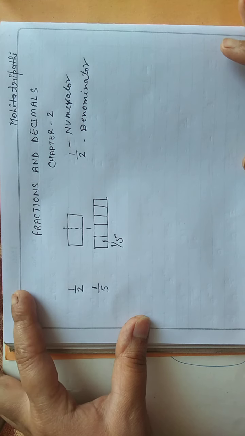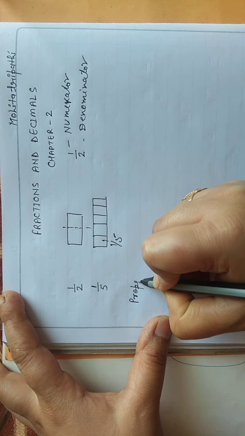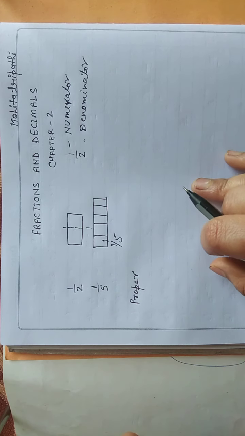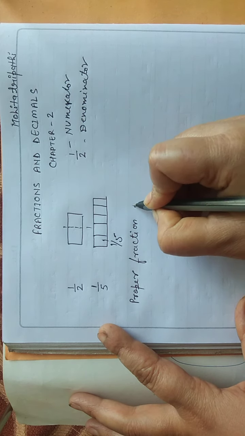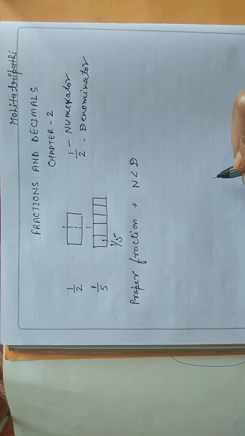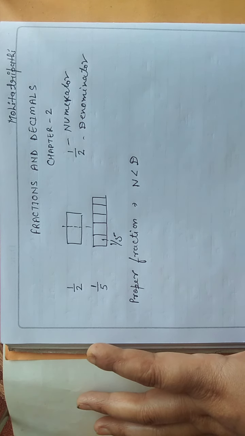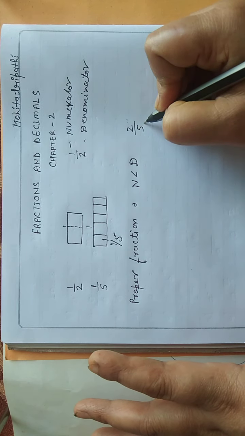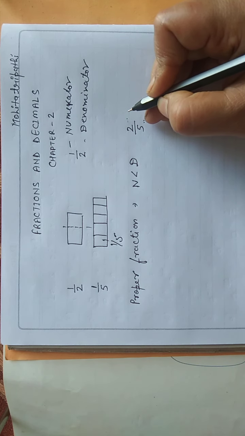Now we will discuss different types of fraction. First of all, there is the proper fraction. We discuss the different types by comparing the numerator and denominator. In a proper fraction, the numerator is always less than the denominator. For example, 2/5. Here the numerator is less than the denominator, the denominator is greater than the numerator, so it is a proper fraction.